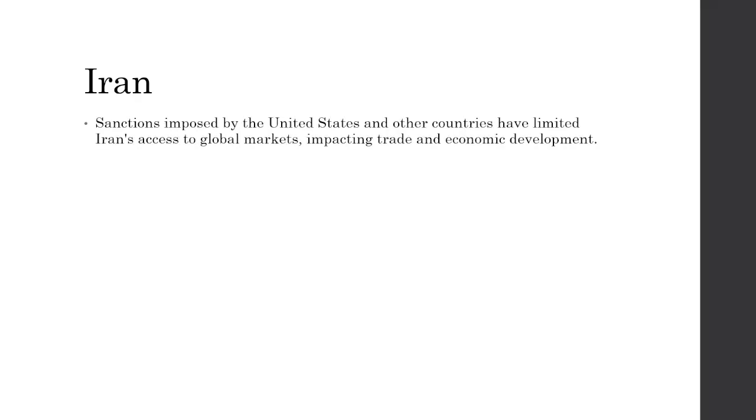And let's look at Iran. They also have had sanctions, but these were imposed by the United States and other countries that have limited Iran's access to global markets, just like in Russia. And this has impacted trade and economic development. If you can't trade with certain companies and organizations in other countries, well, your economic development is going to be hindered.